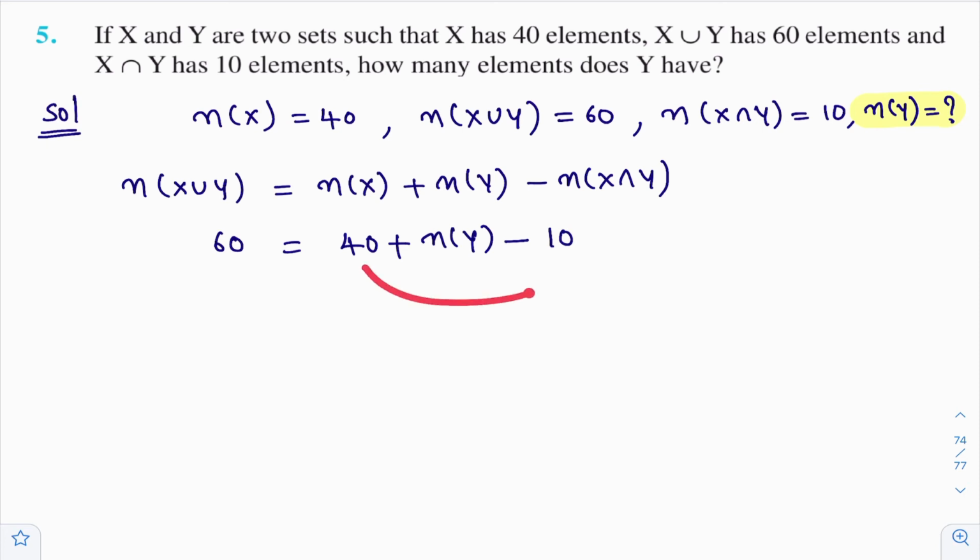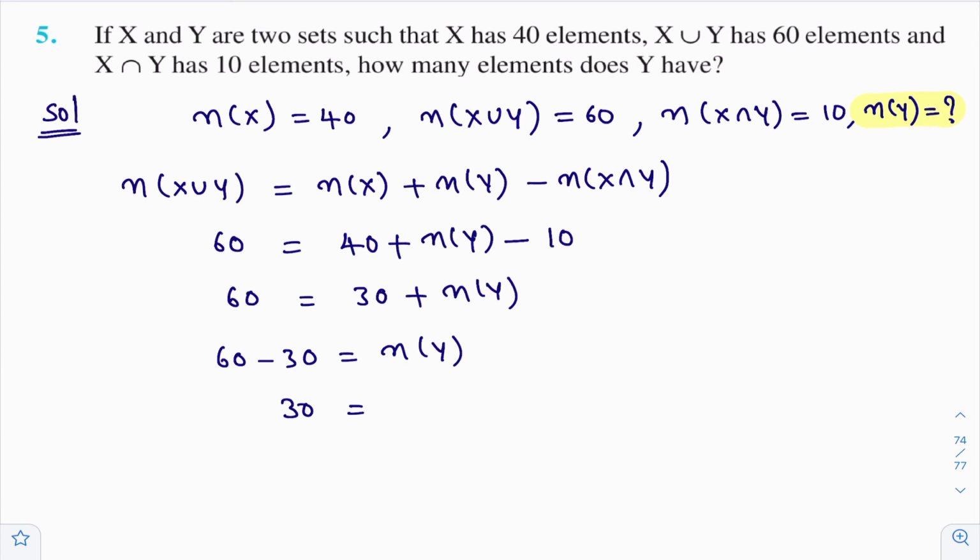You look here, 40 minus 10 is 30. So I'll write here, 60 equals 30 plus n of Y. As I need to calculate n of Y, I'll take this 30 to the left hand side. So I'll get 60 minus 30 equals n of Y. 60 minus 30 is 30. So n of Y is 30. They are asking how many elements does Y have? We got n of Y is 30, so the number of elements in set Y equals 30. I hope you understand this.